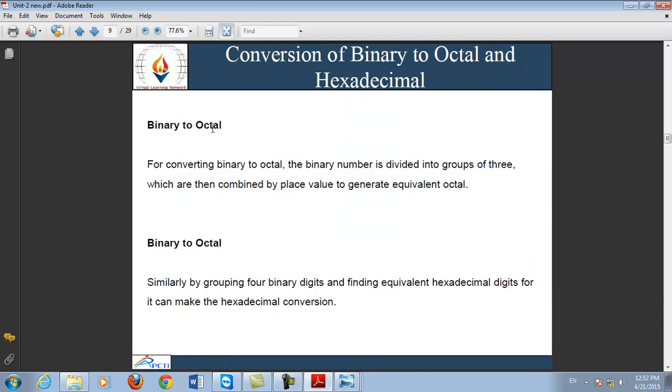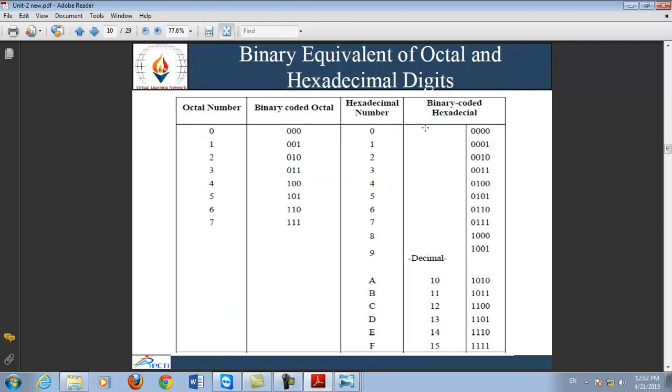See, binary to octal. To convert binary to octal, the binary number is divided into groups of 3 and you can combine these by place value to generate an octal number. Similarly, to convert binary to hexadecimal, you can convert it by grouping 4 bits. I will give an example.